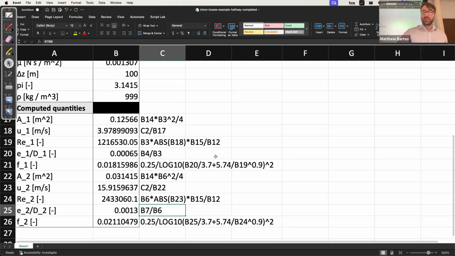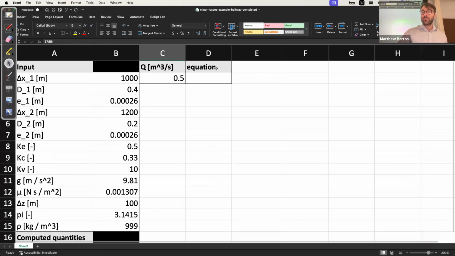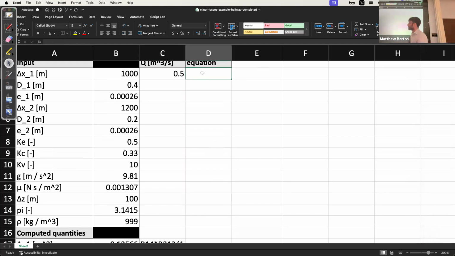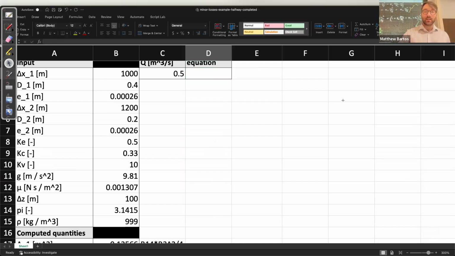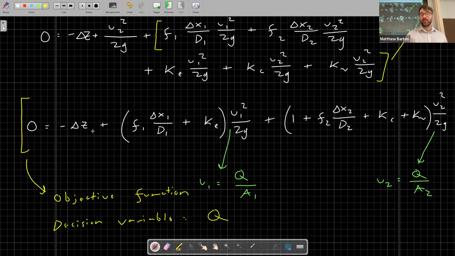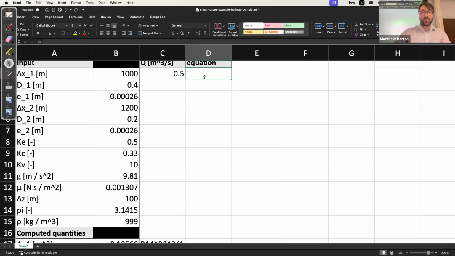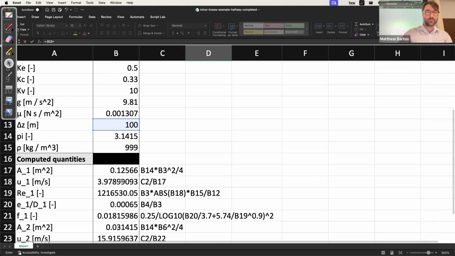So we have our computed quantities. Now we just need to put in our objective function. If we go back to our equation here, our objective function is going to be negative delta z plus this whole quantity times u1 squared over 2g plus this whole quantity times u2 squared over 2g. So let's put that in. We're going to have negative z plus, let's do u1 squared over 2g.